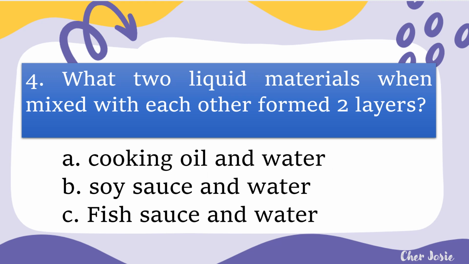Number 4. What two liquid materials, when mixed with each other, form two layers? A, cooking oil and water. B, soy sauce and water. C, fish sauce and water. Go. Ballpens up. The correct answer is letter A, cooking oil and water.